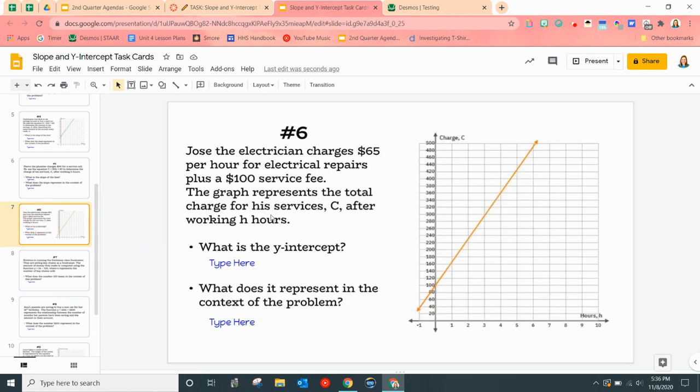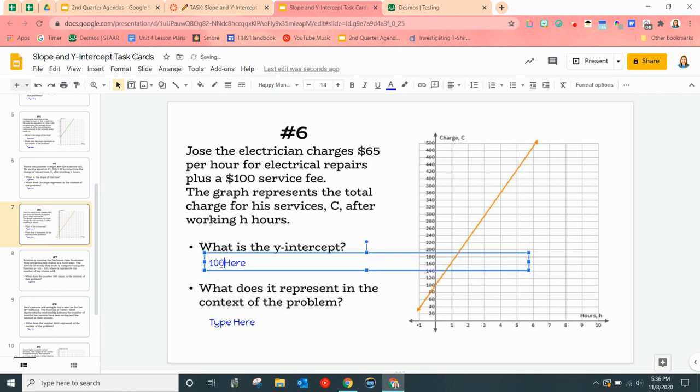So Jose is an electrician. He charges $65 per hour for electrical repairs, plus he charges a $100 service fee. The graph represents the total charge for his services, C, after working H hours. Notice they told us that C, the charge, is on the y-axis, and our x-axis is hours. What's the y-intercept? Well, that's easy to find. We just look on the graph, right? Here's our y-axis. It looks like it's 100. So our y-intercept is 100, or we could put it as an ordered pair, 0, 100.